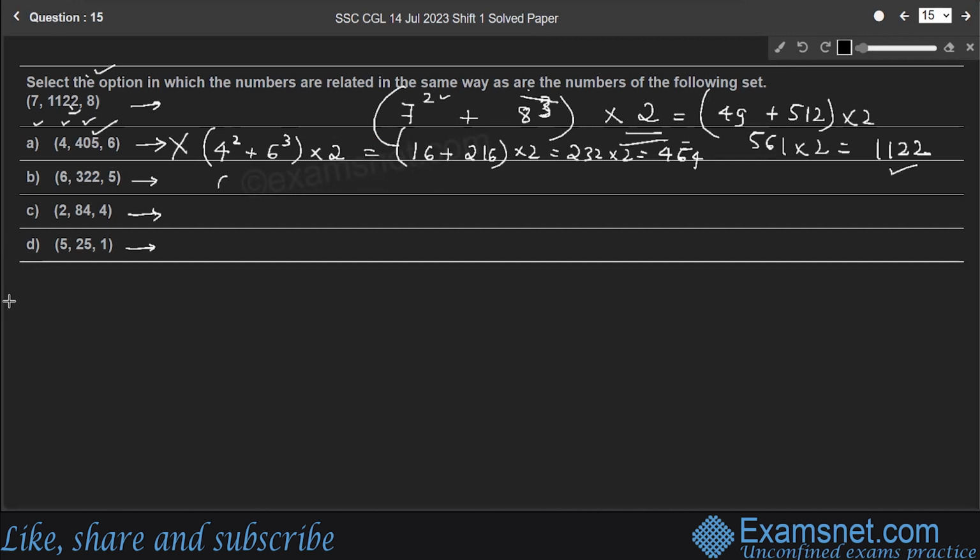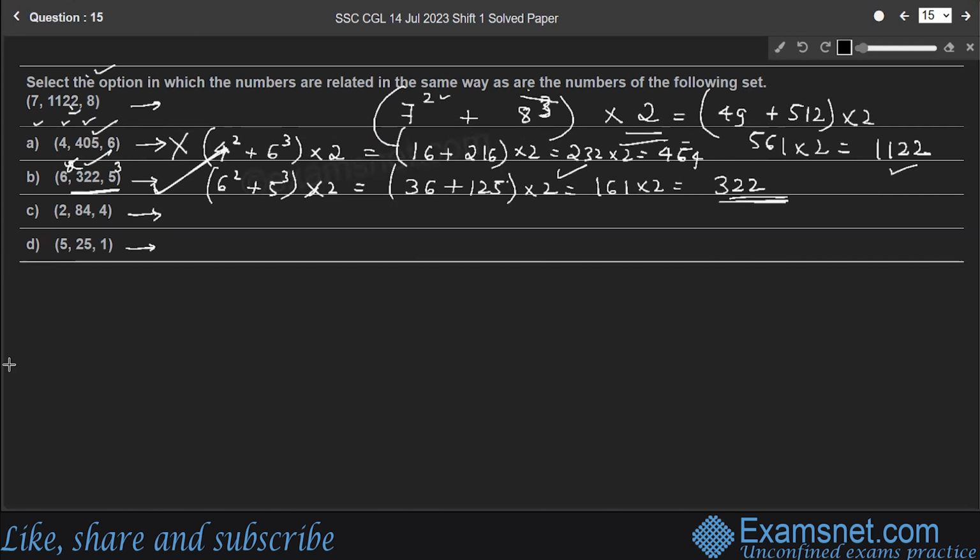Consider option B. The first number square plus the third number cube, into 2. 6 square is 36, 5 cube is 125. 36 plus 125 is 161, into 2 gives 322, which is the second number. So option B is the right answer. The logic is first number square plus third number cube, multiplied by 2 gives the second number. Therefore, option B is the answer.